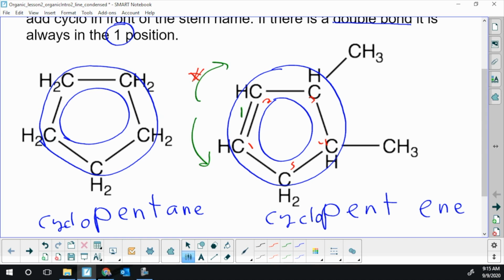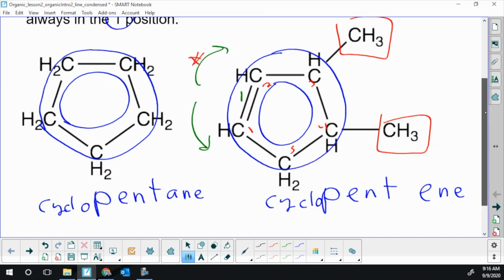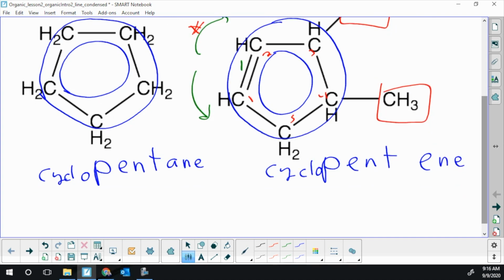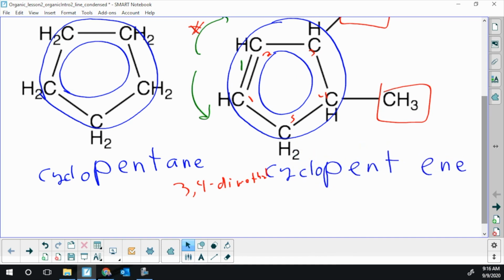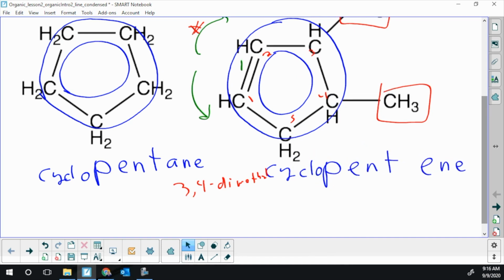So my methyls are in the 3 and the 4 position. So we have a 3,4 dimethyl cyclopentene. Hopefully I have enough room to fit that all in. 3,4 dimethyl cyclopentene. I was hoping to squeeze that space out, but it doesn't want to let me slide it over. Okay.